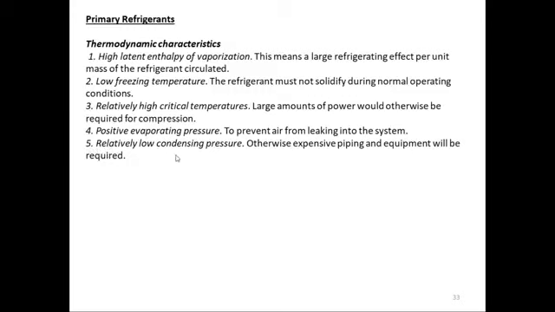Okay, fifth one is relatively low condensing pressure. Otherwise, expensive piping and equipment will be required. So we want the condenser to always have high pressure, but it should be relatively small. If it's too high a pressure we have to deal with, then the cost of manufacturing the condenser, or the material required to make the condenser, will be much higher.